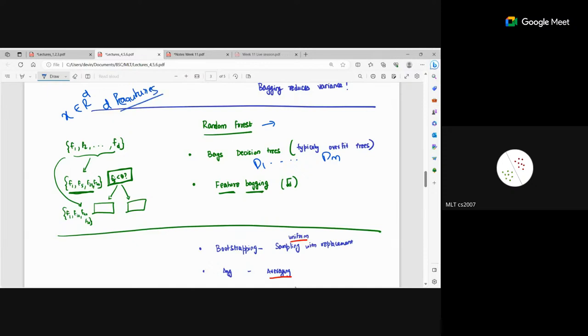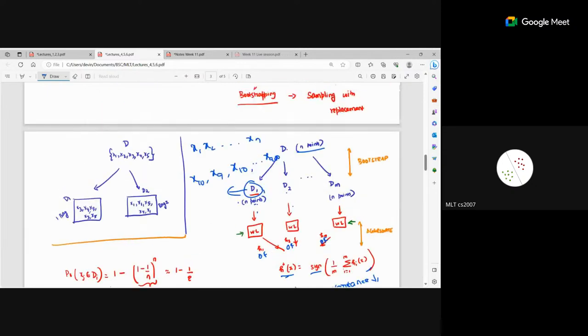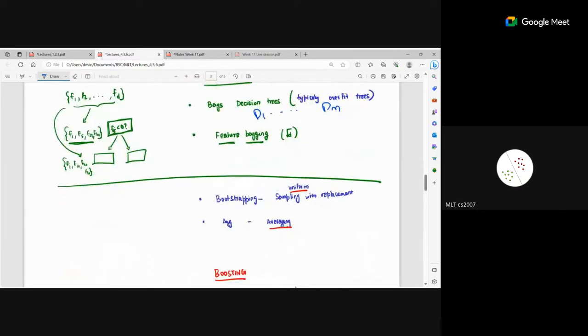Okay. So you have D features. Previously in this model, we did not put any restriction on the features we are going to select. But if you put a restriction on the features also, let's say you're going to use some parameter P here. And let's say your model is going to be the decision tree.